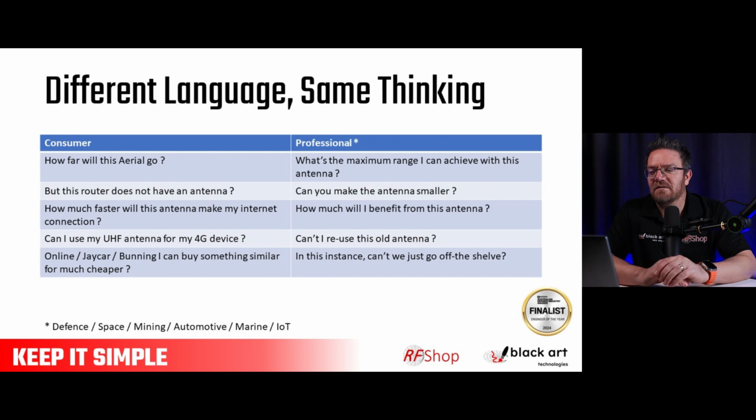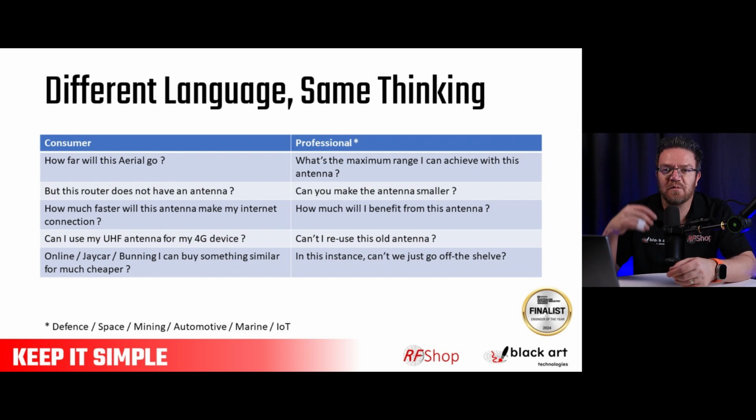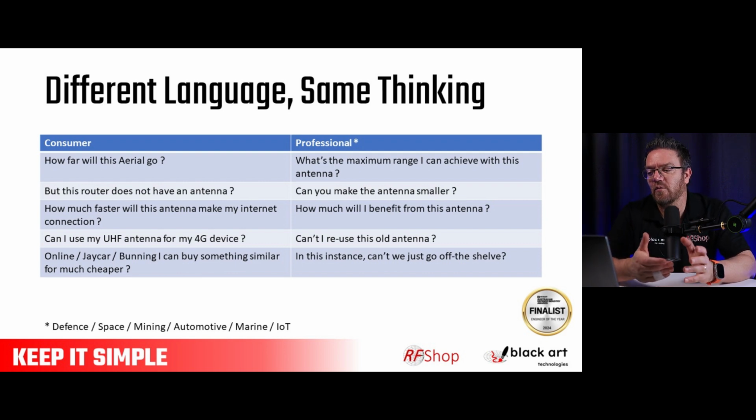Just different language, same thinking. How far will this aerial go? Now, I get that question quite a bit on our RF shop side of the business. It's not necessarily a very accurate or appropriate question, but it does get asked. People do have a bit of a comprehension that an antenna can get better distance. So they ask, how far can it go? Well, of course, it doesn't work like that. But in the professional world, the same question comes up. So same person, now has to put his professional hat on. He would ask, what's the maximum range I can achieve with this antenna? So he sounds a bit more posh, has the same problem, and he doesn't quite understand.